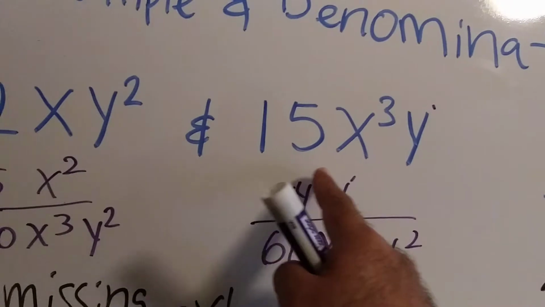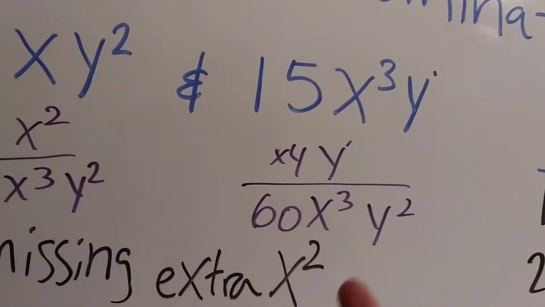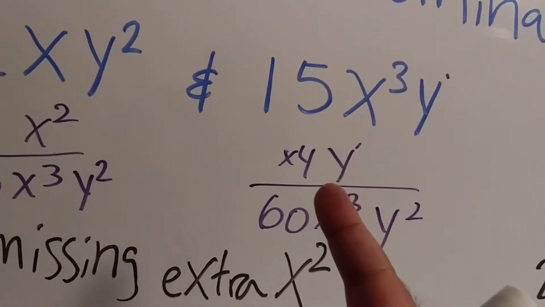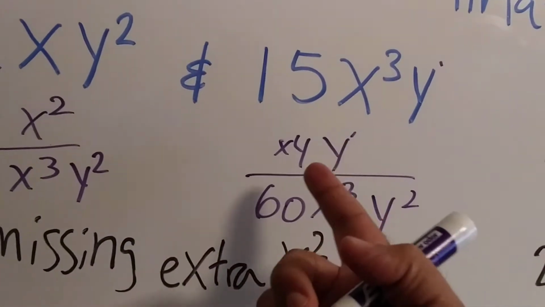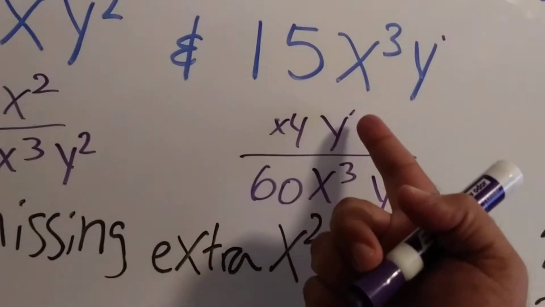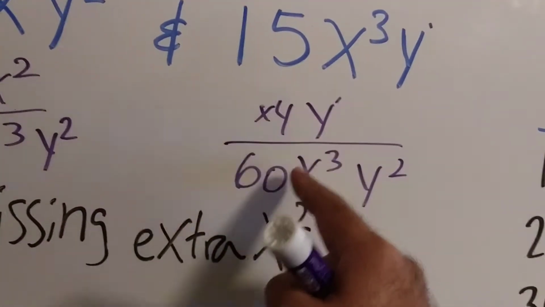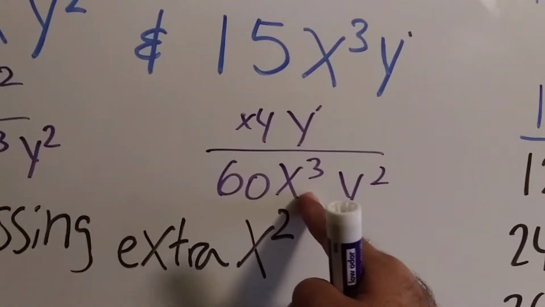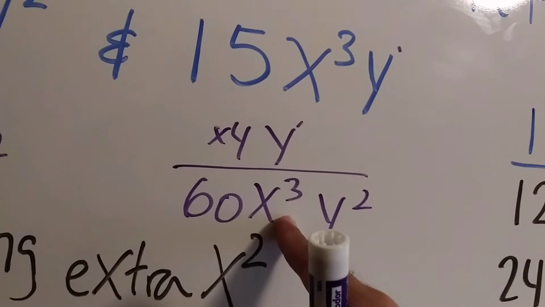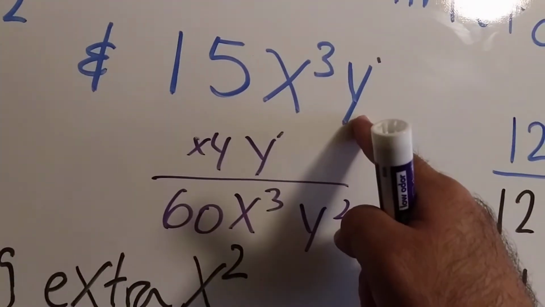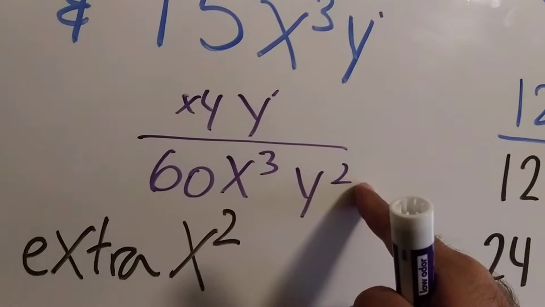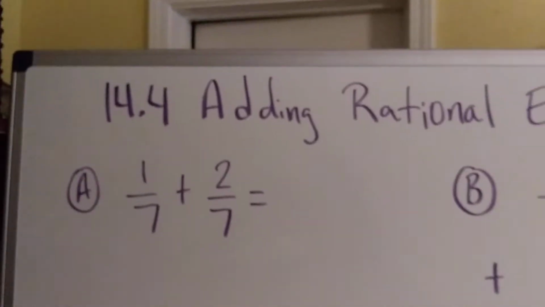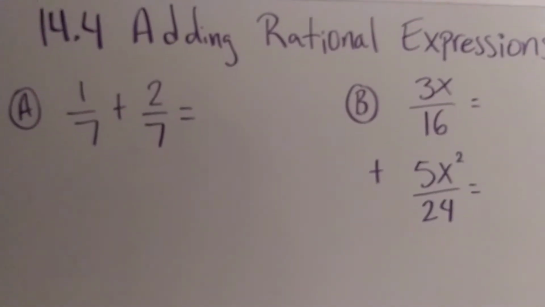So I was explaining to you guys, this last part here, that in order for us to convert this 15x to the third y to the first to the LCM of 60x to the third y to the second, we multiplied this 15 by 4y to the first. So 15 times 4 gives you 60. X to the third doesn't have any other x variable to multiply with, so we just bring it down. And then this y to the first multiplied with this other y to the first gives you y to the second.